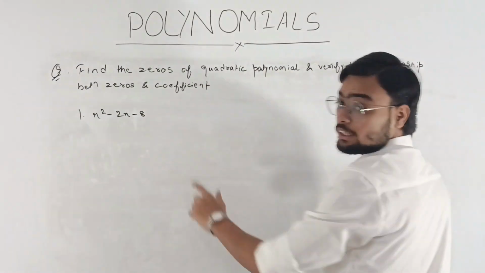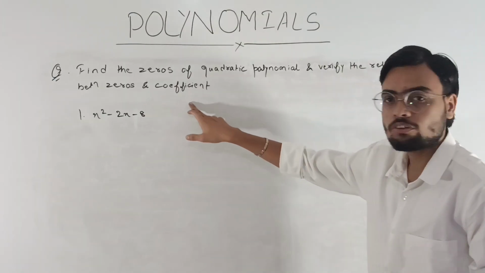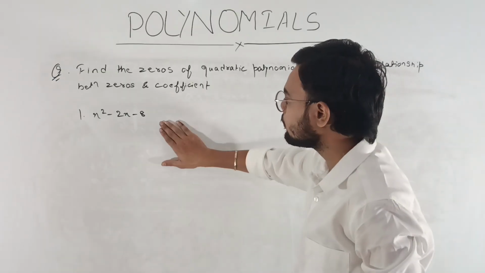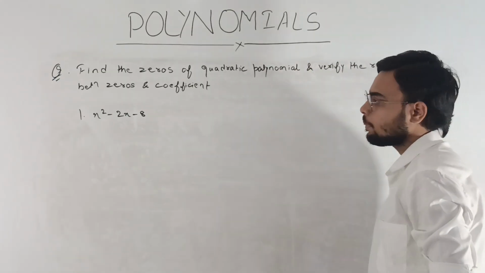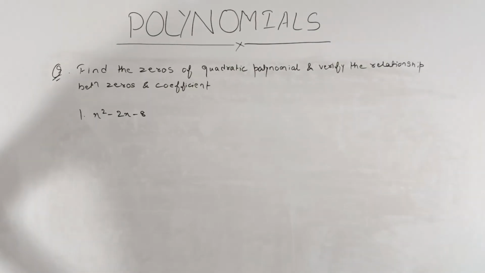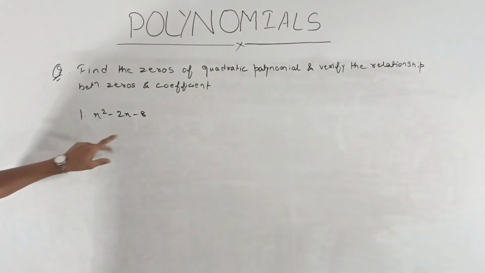The question is: find the zeros of a quadratic polynomial and verify the relationship between zeros and coefficients. We have this polynomial. First we have to find the zeros of this polynomial, then verify the relationship. So first, finding the zeros. For finding zeros, we do factorization by splitting the middle term. First step, we multiply these two, 8 and x square, and this is equal to 8x square.